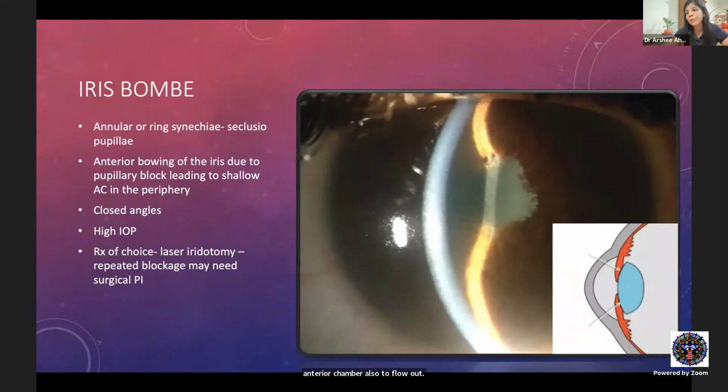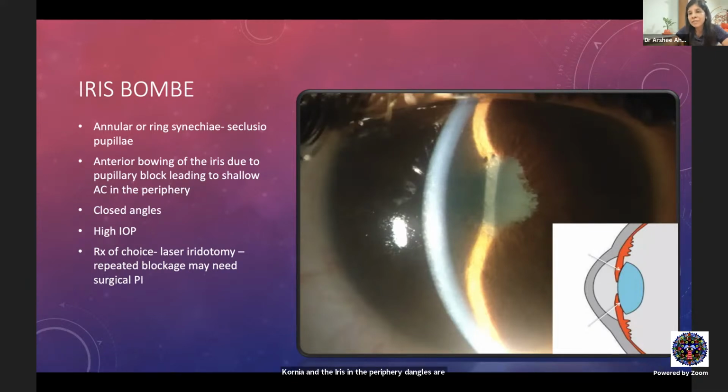As I mentioned, it is because of the formation of ring synechiae, or seclusio pupillae is the term we use. On clinical examination, you will pick it up as this anterior bowing of the peripheral iris. You see that there is hardly any space between the cornea and the iris in the periphery. The angles are closed. Intraocular pressure is high.